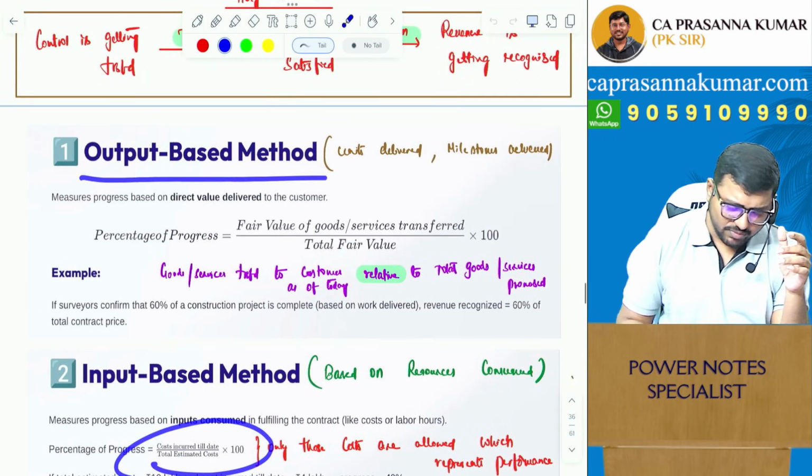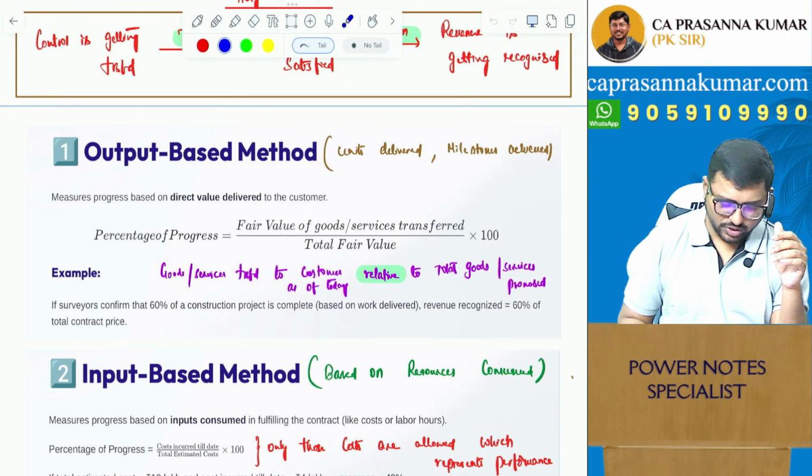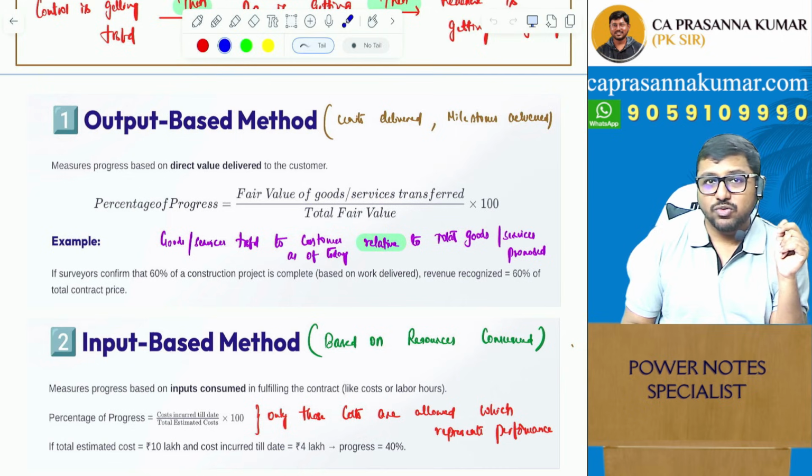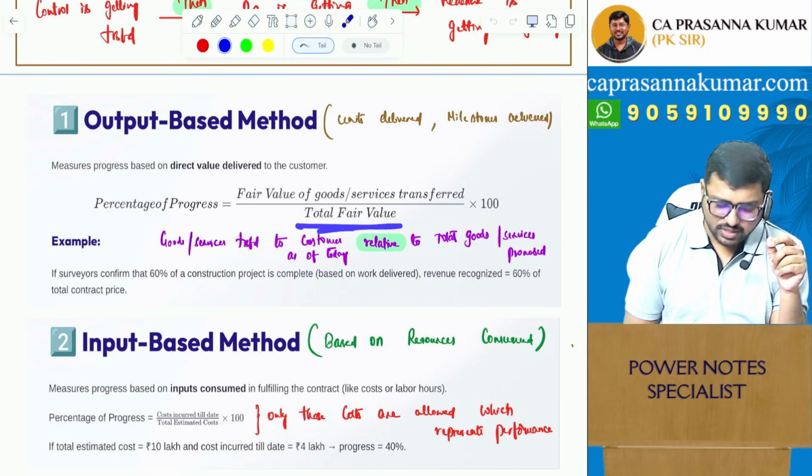When it comes to output based method, what is the situation? It's from revenue point of view. If you can see, fair value of goods or services transferred. What do you mean by fair value? It includes the profit margin as well, divided by total fair value.